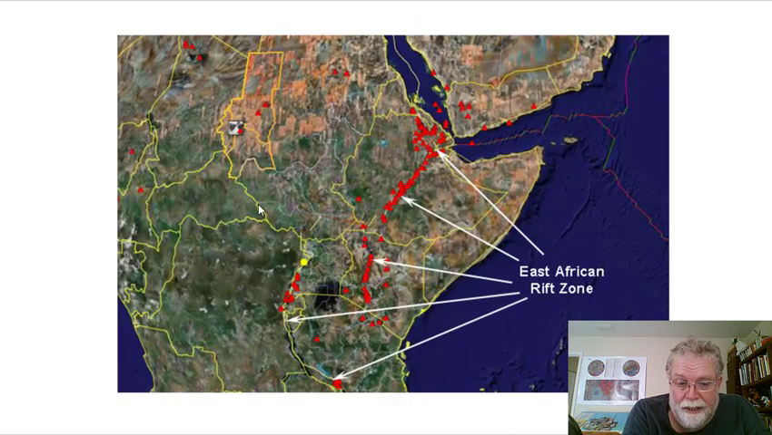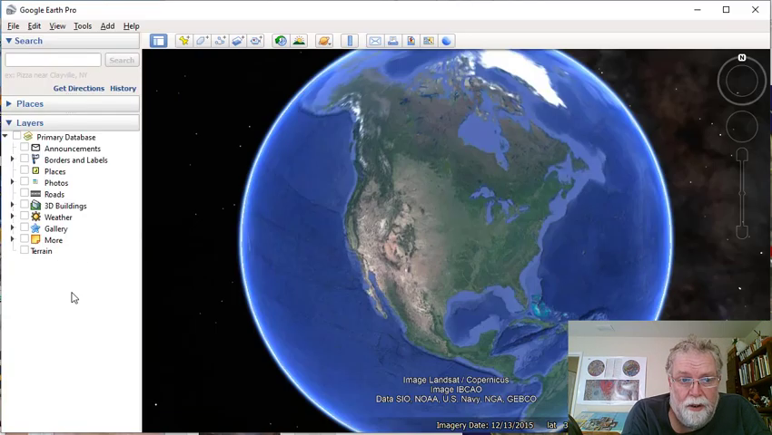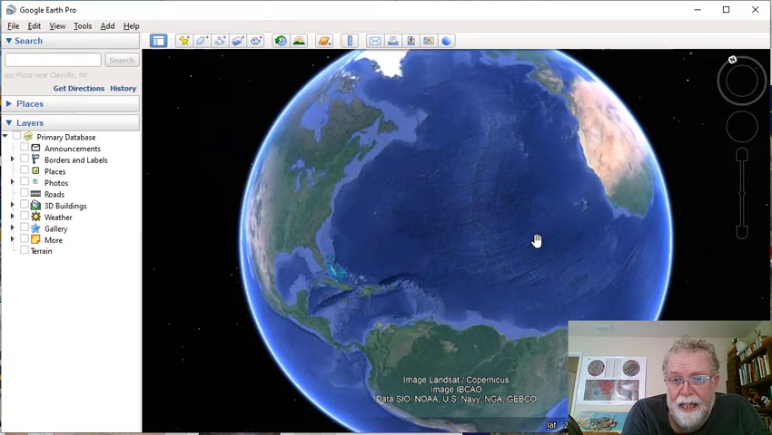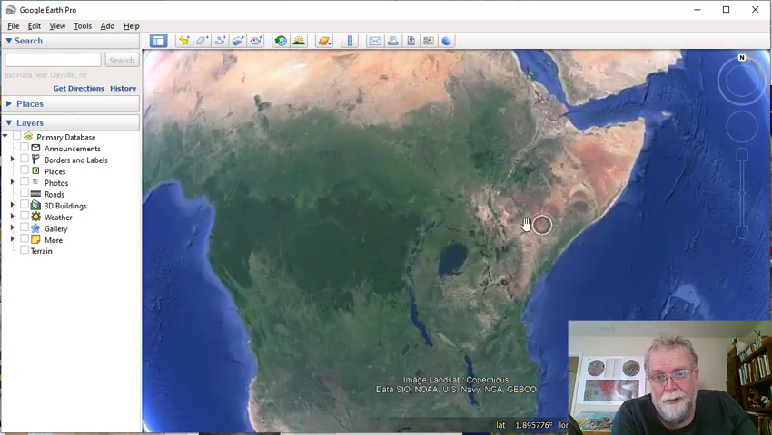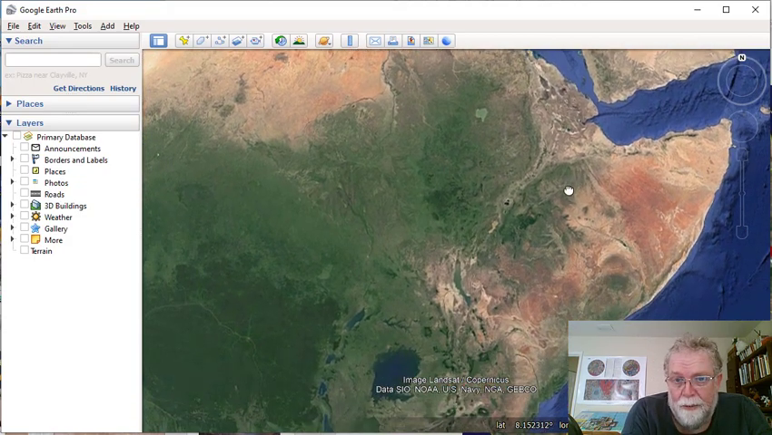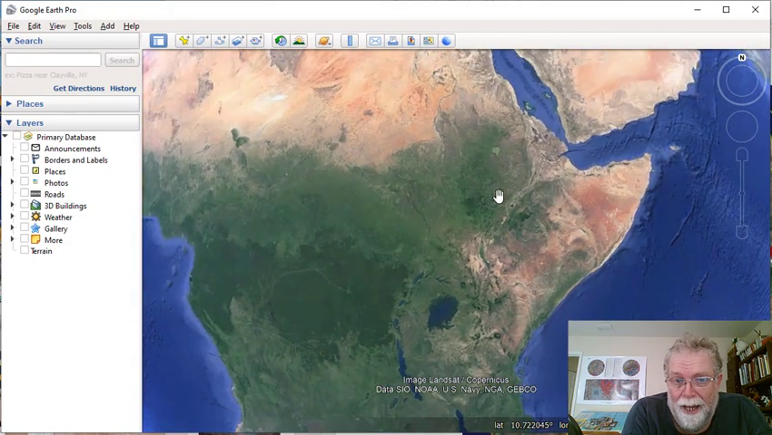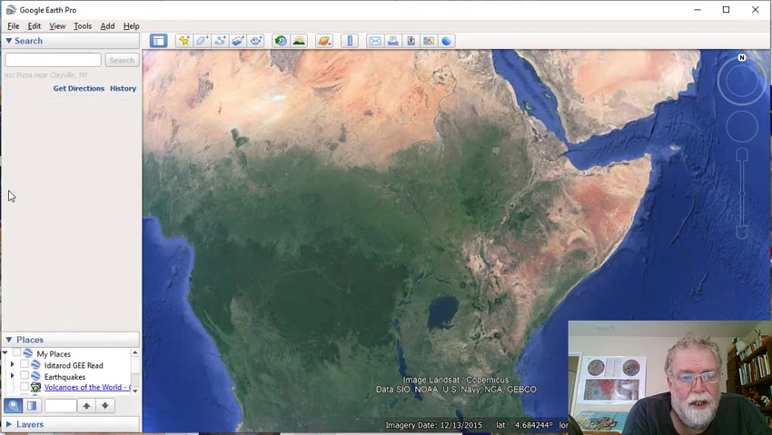Let me get out of here, and let me get into Google Earth, and if I run this over here, and I zoom in here, we can see the Rift Valley running down through here, around Lake Victoria. And let me see, do I have my earthquake layers? I've opened a weird version of Google Earth. Hold on, let me pause this. I'll be right back.